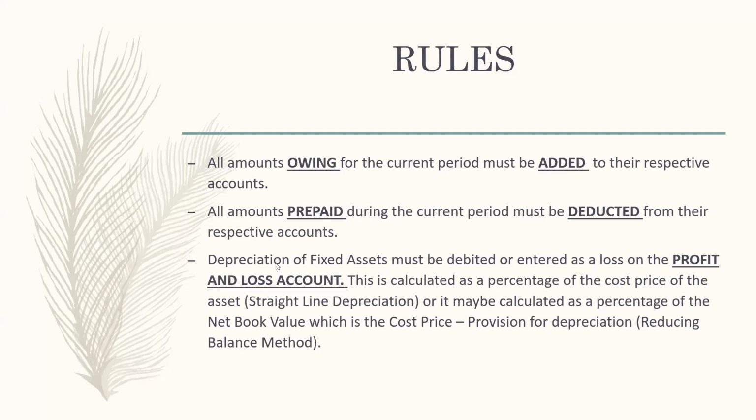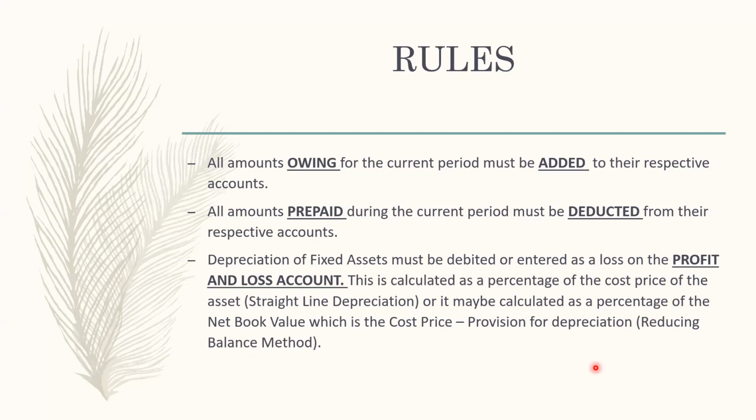As a percentage of the cost price, which is the straight line method of depreciation, or we can use the reducing balance method where we have to get a net book value. Net book value is equal to your cost price minus your provision for depreciation. And I'll show you how to calculate all of this through a question.